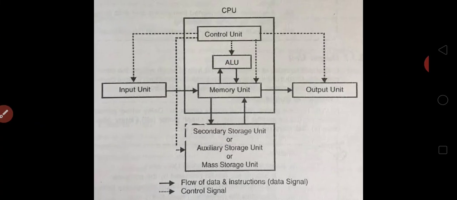As you can see in this picture, these are the functional units of the computer. The picture shows you how the computer functions. So let's learn how the computer actually functions.